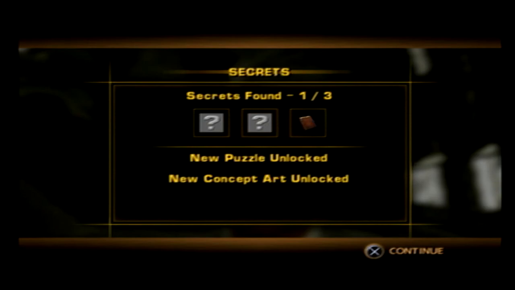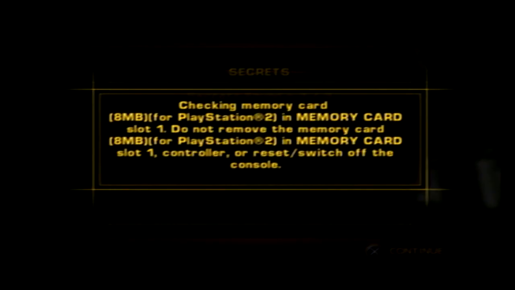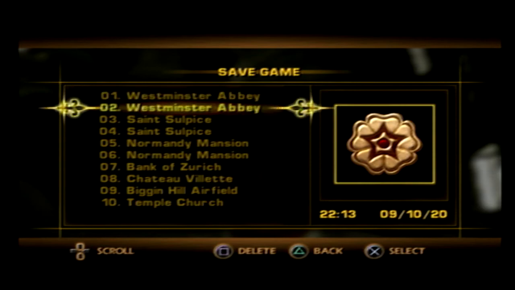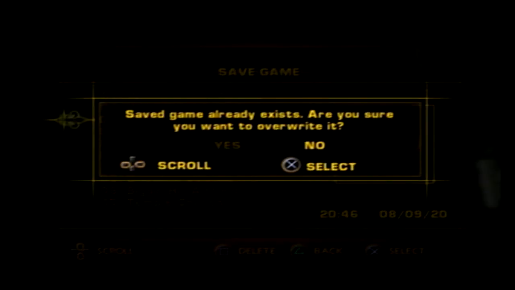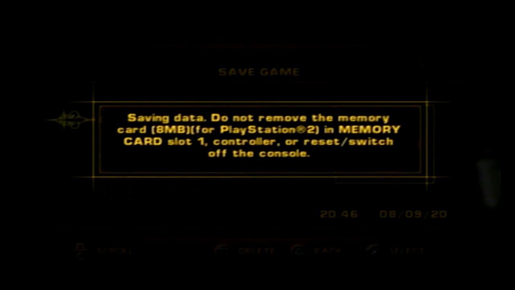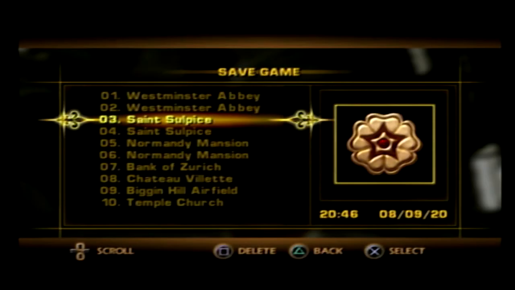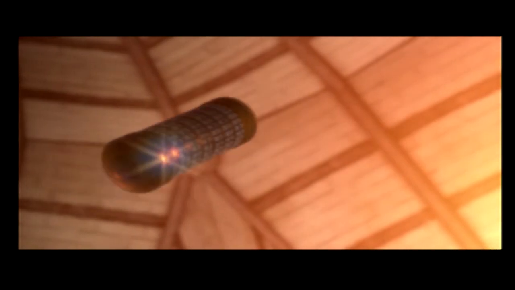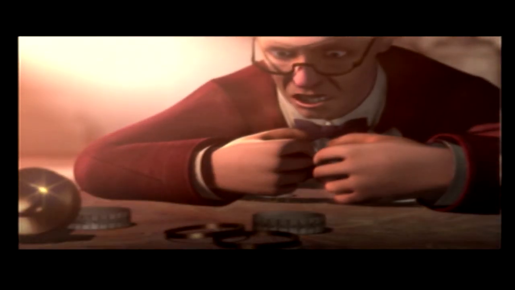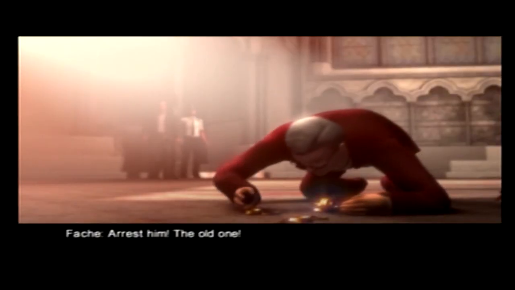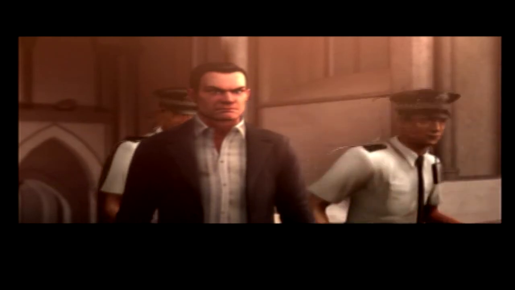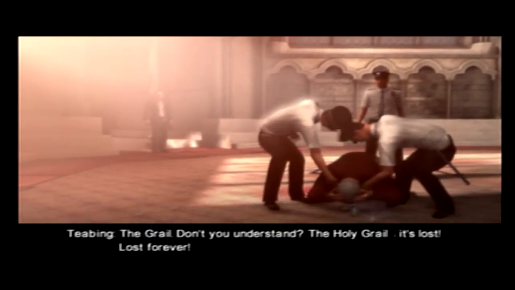Except the cryptex was already solved. I solved it while his back was turned. Robert got the scroll out easily. All you had to do was reseal it, and that was it. All you had to do was take the scroll out, recover it, and break it. See, the document's gone. Arrest him! The Grail! Don't you understand? The Holy Grail!